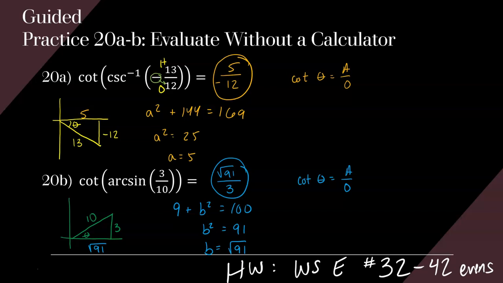And then the cotangent, just like before, is the adjacent leg over the opposite leg. So the adjacent leg would be square root of 91. The opposite leg would be 3. So it'd be square root of 91 over 3.